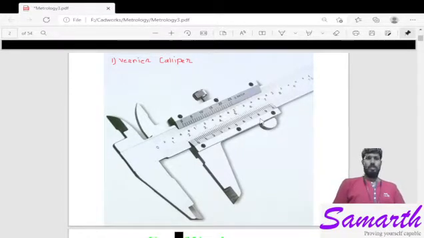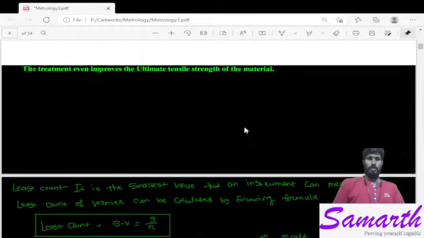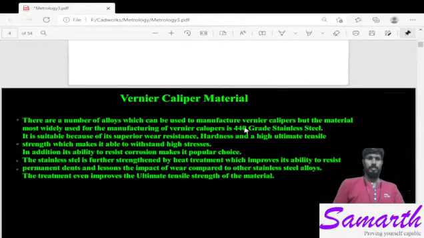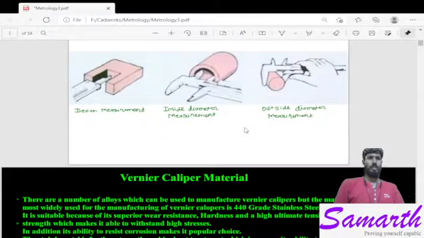So look at here, how many divisions are there on the Vernier scale. You can see exactly 50 divisions are there. We will see how to make use of those values or divisions. First of all, we will see the different uses of Vernier caliper.